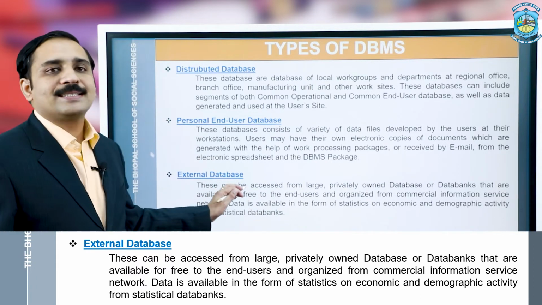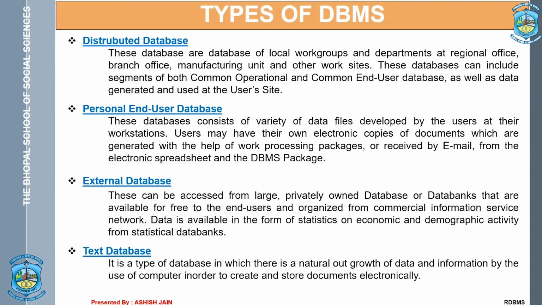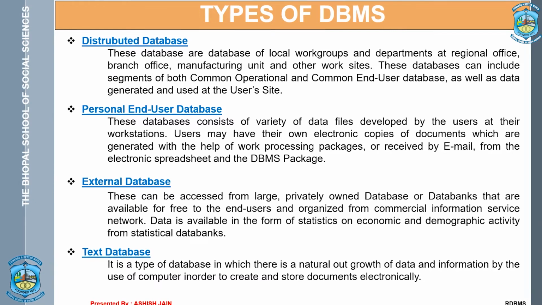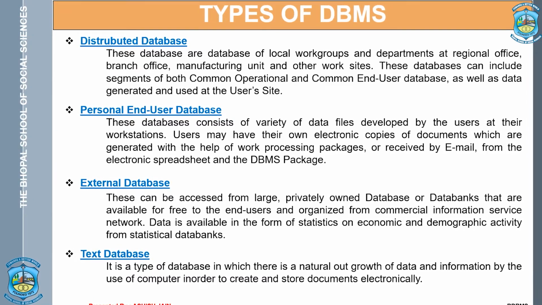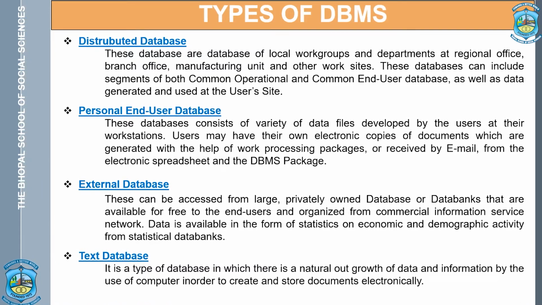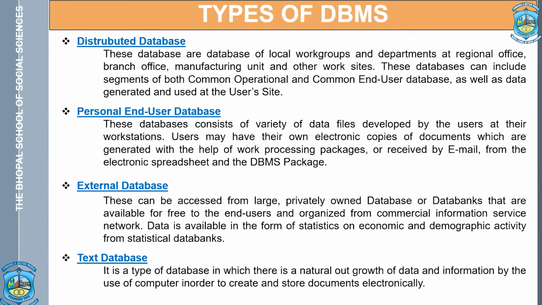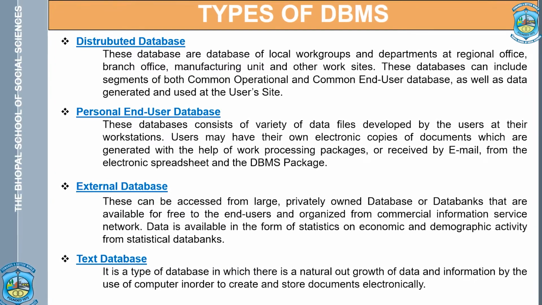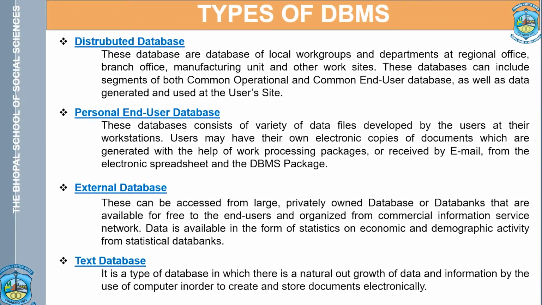These come under external databases. Then we have a text database. A text database is a type of database in which there is a natural outgrowth of data and information by the use of computers in order to create and store documents electronically. For example, this is a kind of electronic repository in which you need to store various files together, right? Such databases that primarily have textual data are called text databases.